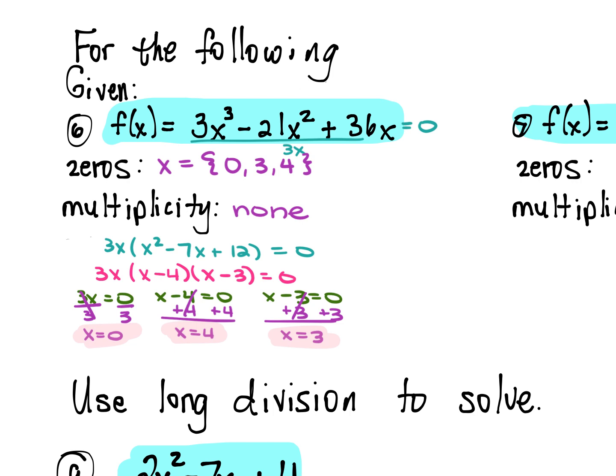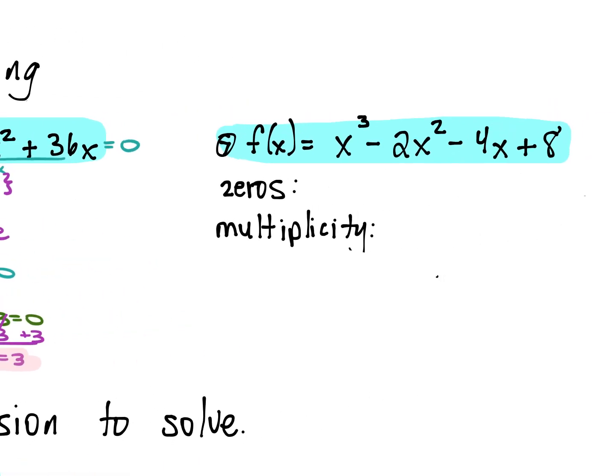For number 7, you have f of x is equal to x cubed minus 2x squared minus 4x plus 8. For this one, you do not have a greatest common factor that you can factor out. So factor by grouping since there's 4 terms. You're going to set this equal to 0, put parentheses around the first 2, put parentheses around the last 2. The first 2, your greatest common factor is x squared. The last 2, your greatest common factor is the negative 4. So this gets rewritten as x squared times x minus 2 minus 4 times x minus 2 is equal to 0.